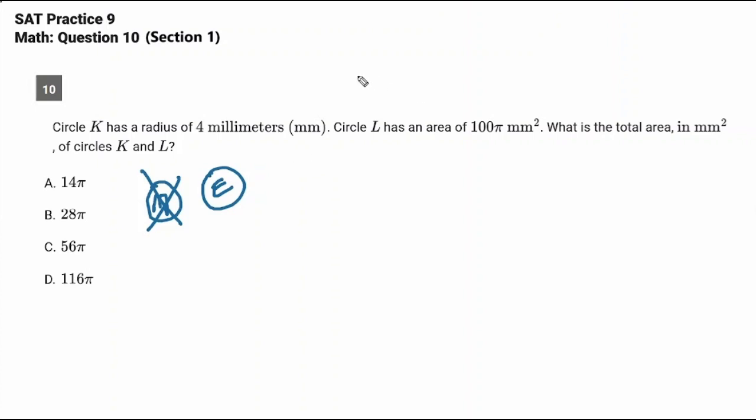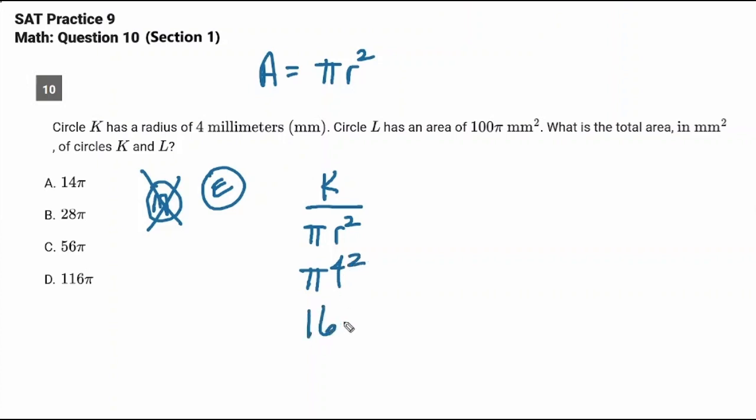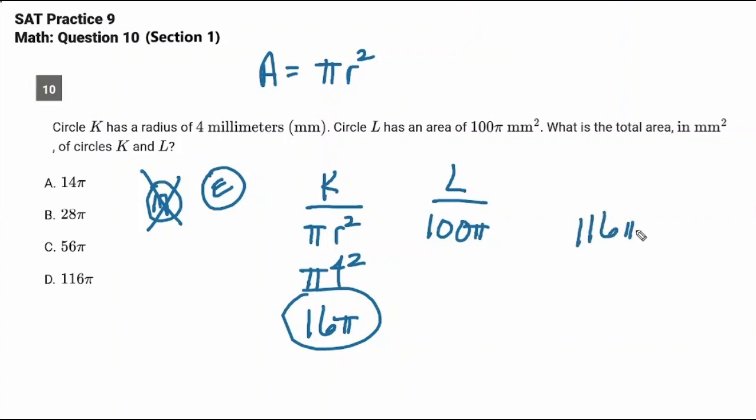All right, guys, this is about the area of a circle. So start by writing down the formula. What's the area of a circle? It's pi r squared. You know that. So for circle K, pi r squared is pi times 4 squared, which is 16 pi. That's the area. For circle L, you already have the area. It's 100 pi. What's the total area of circles K and L? All right, well, if you can add 116, you're golden. It's 116 pi. Get this question right real quick and move on.